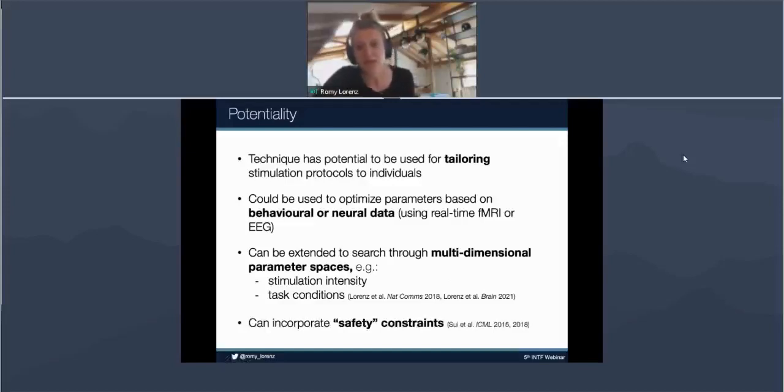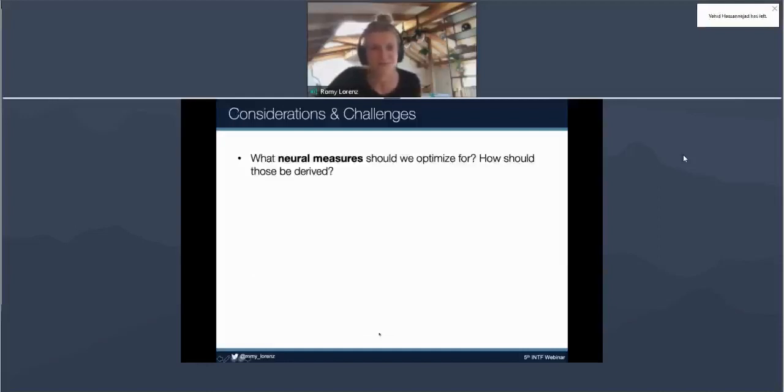And Bayesian optimization is a really fast developing field. There are now new algorithmic developments to incorporate safety constraints into the optimization procedure. For example, for stimulation intensity, you want to make sure that you're not burning your subjects in the scanner, which would be important. So, considerations and challenges.